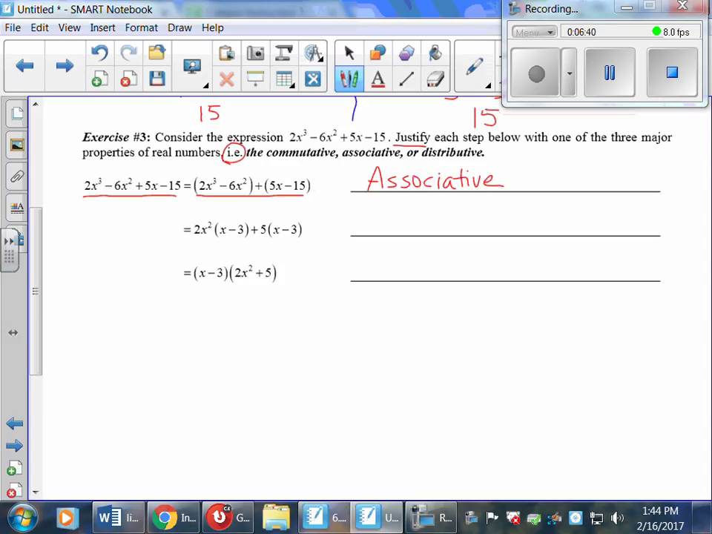All right, so now what happens from here to here? What changes? Oh, they factor out the 2x squared out of the left side and the 5 out of the right. And so whenever they're distributing something or factoring something out, that's the distributive property. And then here, once again, now this is kind of an opposite way, but now they factor out the x minus 3, which is also the distributive property. It's really important to be able to justify why we do things in mathematics, and using the properties of real numbers is one of the ways we do that.